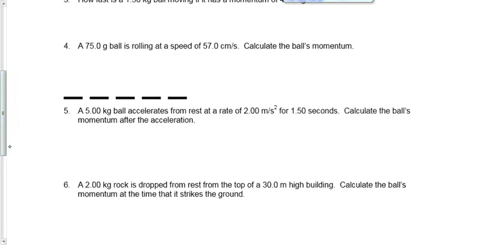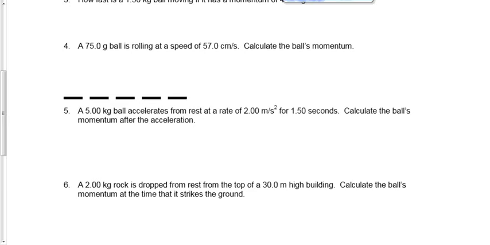Let's take a look at number 5 here. It says a 5-kilogram ball accelerates from rest at a rate of 2 meters per second squared for 1.5 seconds. Calculate the ball's momentum after the acceleration. This is somewhat like a couple of the questions we did, but yet not exactly the same thing.